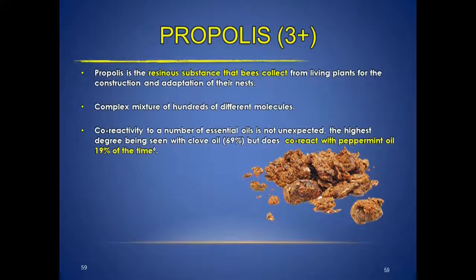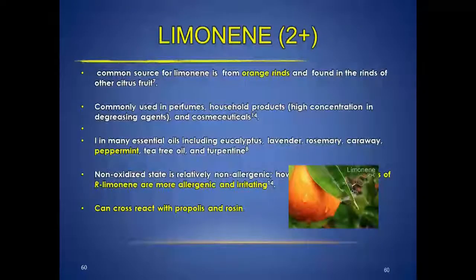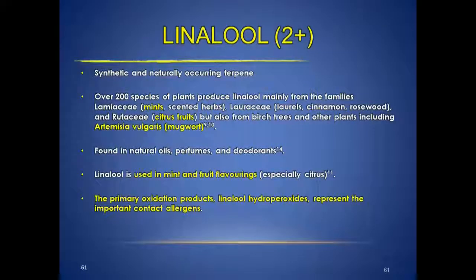Propolis is also in bees, and it can be a contaminant in beeswax. We know it comes from a poplar tree. When the bee is making its hive, it includes it in the beeswax, and it can be a contaminant, and it actually can co-react with the peppermint. And then limonene is the ingredient that's in a lot of cosmetics. It's from orange rinds, and it can be an ingredient in many essential oils. And linalool comes from the mint tree, and it also can be in many essential oils in the oxidized form.